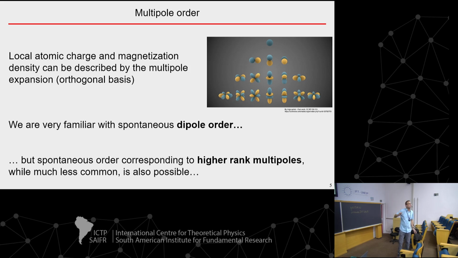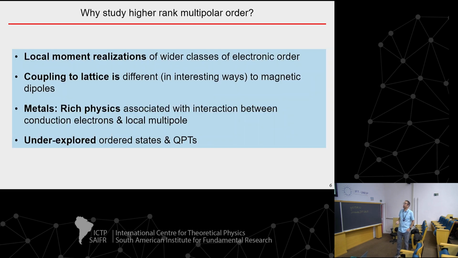Local atomic charge and magnetization densities described by a multipole expansion provides a complete basis for these. And of course, we're familiar with the cases of dipole order, but spontaneous order of higher rank multipoles is perfectly allowed. It's just that, in many cases, the dipole order wins. So we want to find cases maybe where the dipole order isn't the dominant symmetry. But you're certainly allowed these states. It's just less common.